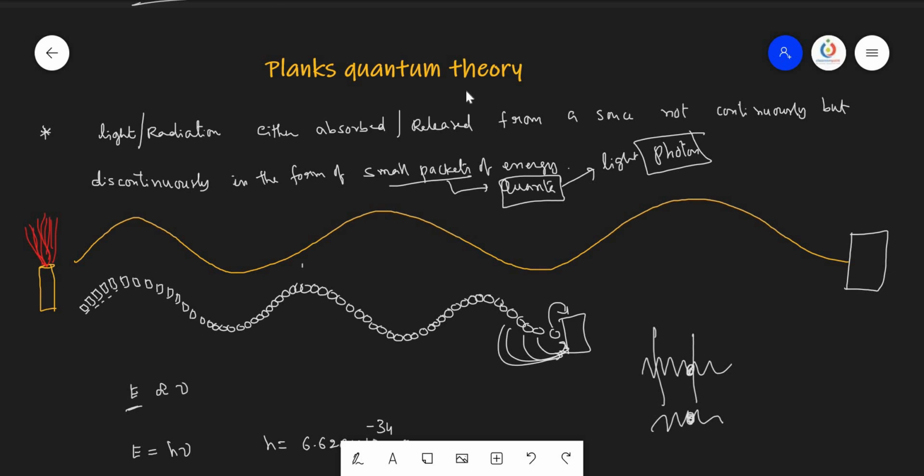Now let us see the Planck's quantum theory. So let us discuss the Planck's quantum theory. This theory basically says that energy, meaning light, is emitted or absorbed not continuously but only discontinuously. If you take a source, the source always releases energy discontinuously like this but not continuously. So when it is releasing discontinuously, it has to come in the form of small packets of energy. Each small packet of energy is called a quanta. In case of the light, this quanta is called a photon.